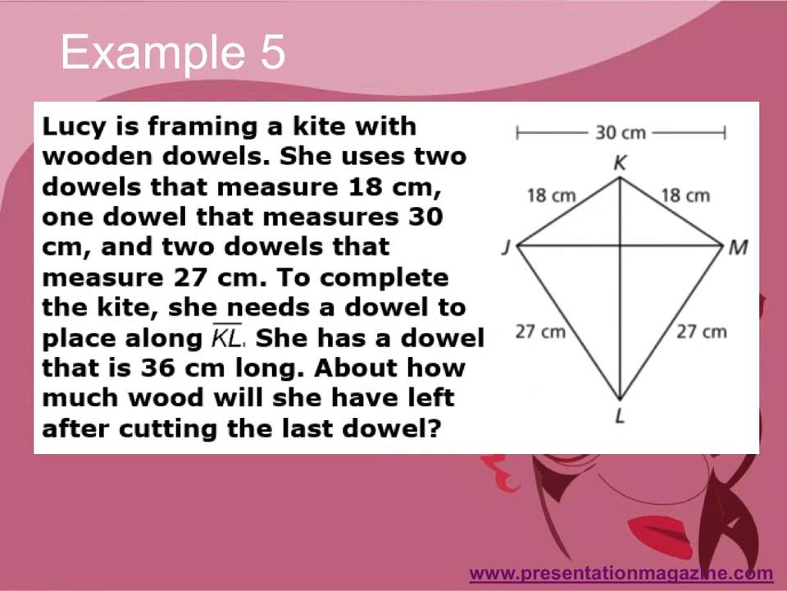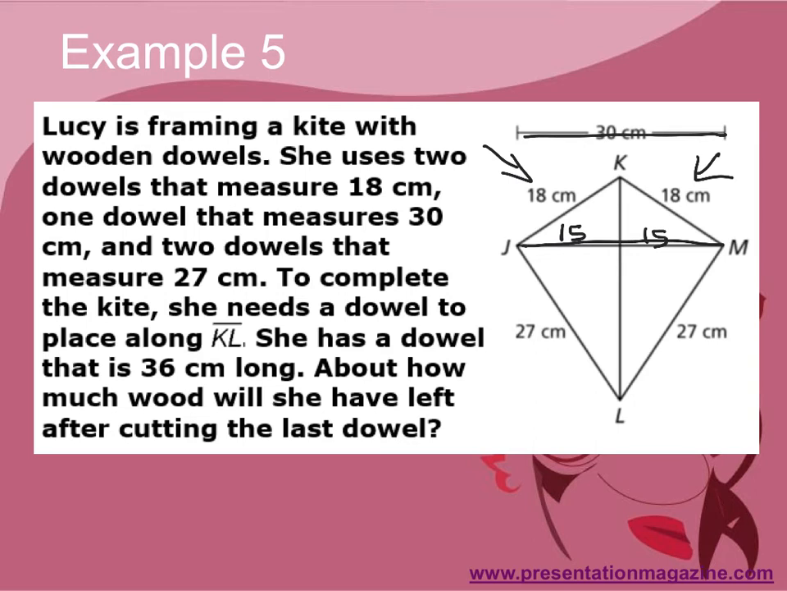So here it says Lucy is framing a kite. So she's making her kite, and she's going to frame it with wooden dowels. And wooden dowels are like wooden sticks that you're going to make the frame of the kite with. She's using 2 dowels that measure 18 centimeters. So we have a dowel here that's 18 and a dowel here that's 18. Then she says 1 dowel measures 30 centimeters, which is going to be up here, it's showing the length of it. So that's this crossbar. Now remember, the diagonals have been bisected, so each side is going to be 15.